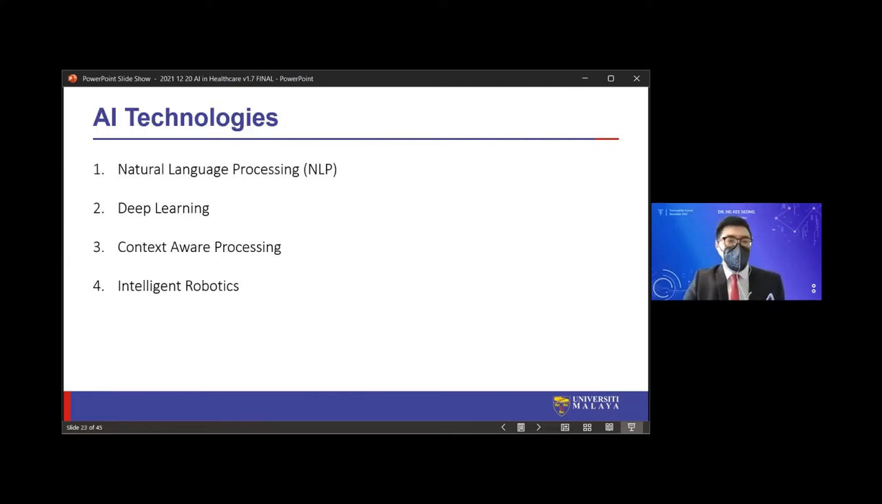So what are the AI technologies that we are aware of currently? These are just four of the more common ones, but obviously this is not all that's available out there. There are a lot more, but we will maybe discuss that in the question and answer later, because there's just too many for me to list out entirely.